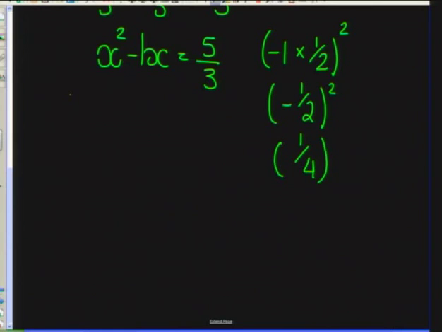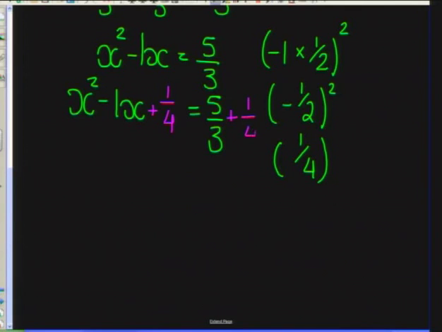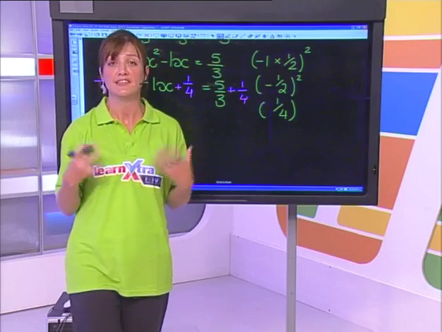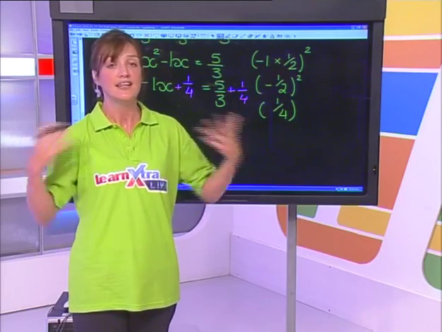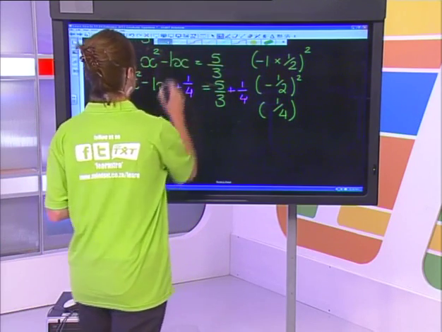And if I then take my x squared minus 1x, I'm going to leave myself a little gap here. And I've got 5 over 3. And remember, inside that space, I'm going to add my 1/4 onto the left-hand side, and I'm going to add it onto the right-hand side. And this side over here, guys, remember, is always going to be a perfect square. So when we factorize it, the 2 brackets are going to look the same. All right, so let's have a look.